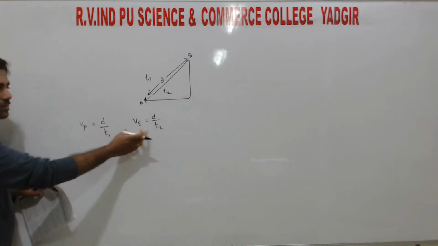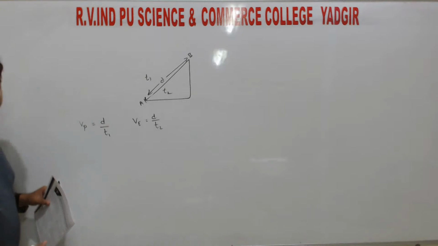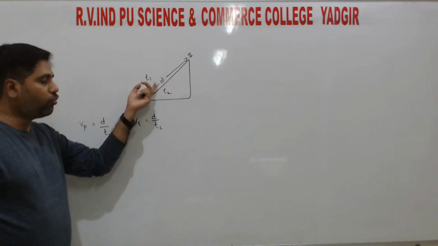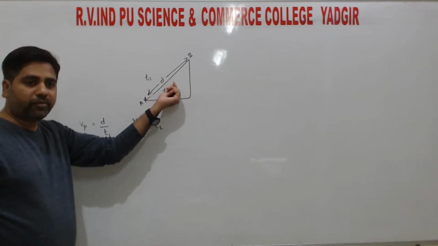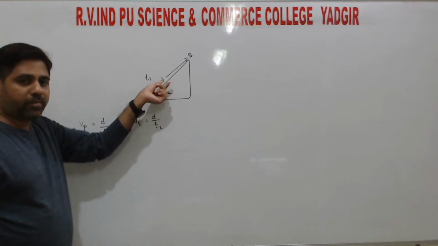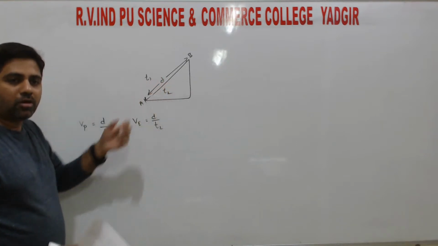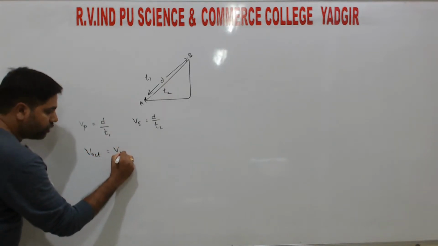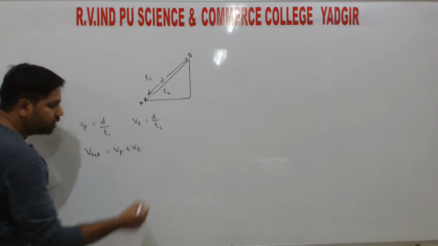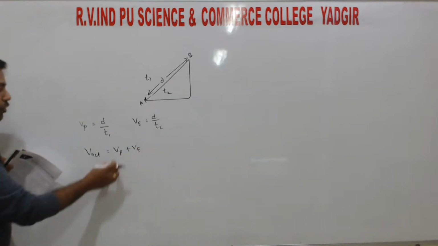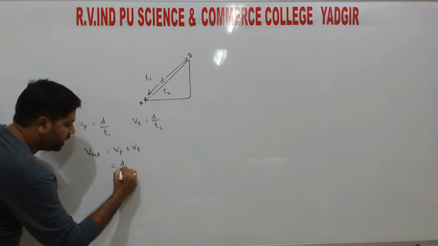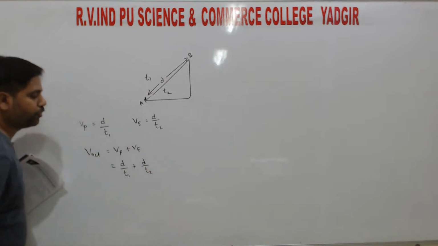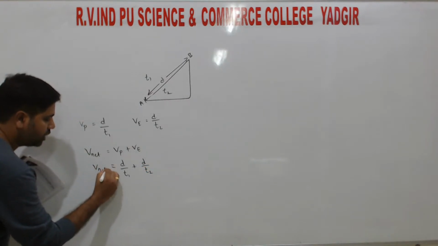So this is for the first case and this is for the second case. So in the third case, Preeti is also moving and the escalator is also moving. That means Preeti is moving with a certain velocity and the escalator is also moving with a certain velocity. So both are moving, which means the net velocity, that is the total velocity, right? So the net velocity is equal to the velocity of Preeti plus the velocity of the escalator, right? So we know the velocity of Preeti is d divided by T1 plus d divided by T2. So this gives V net.